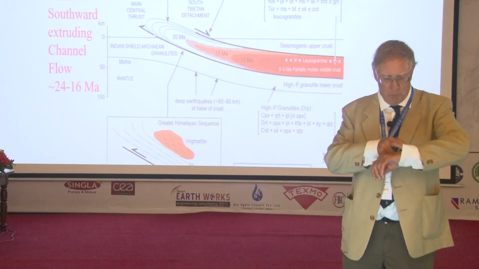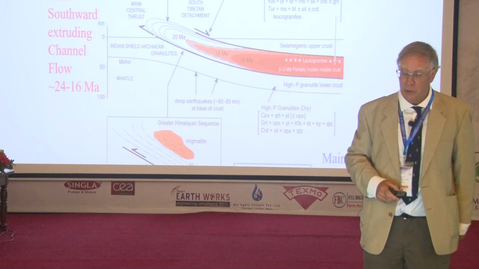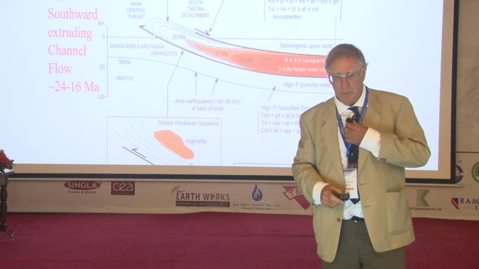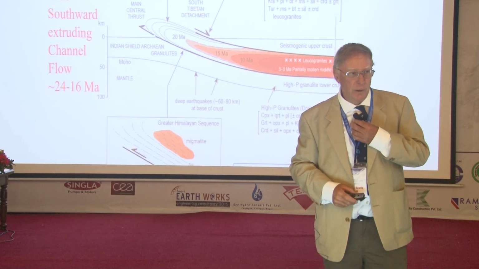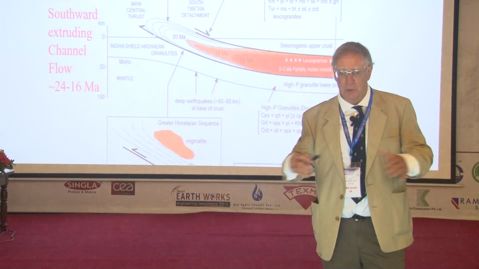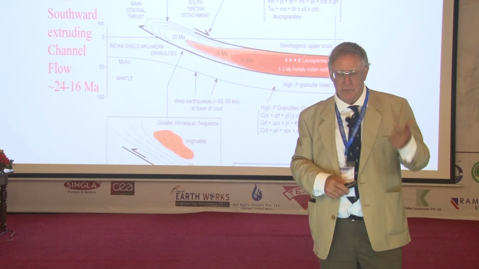So to put this all into a model, this is the model of channel flow, which was actually contrived back in the late 80s by structural mapping, combined with strain work, the sort of work that Laura and Michael Jessup do, looking at quartz fabrics all the way through. And both the main central thrust and the South Tibetan detachment are faults. You can only define them on strain and structural criteria. You cannot use stratigraphy, you cannot use detrital zircons or isotope work to define the faults, because faults cut up and down stratigraphy.